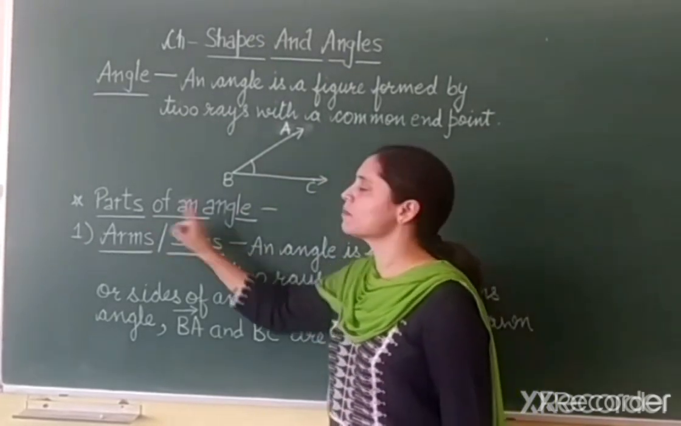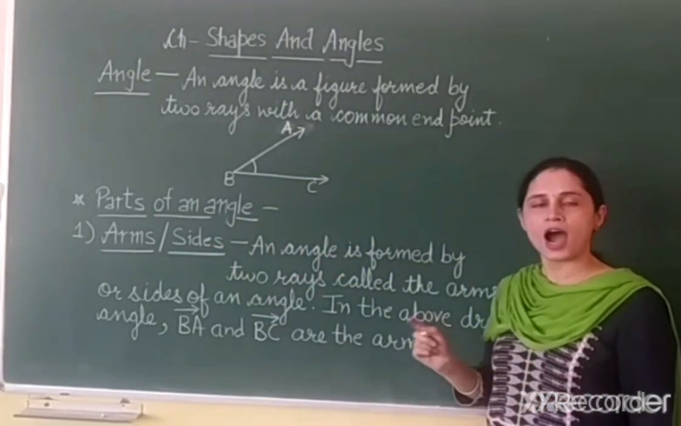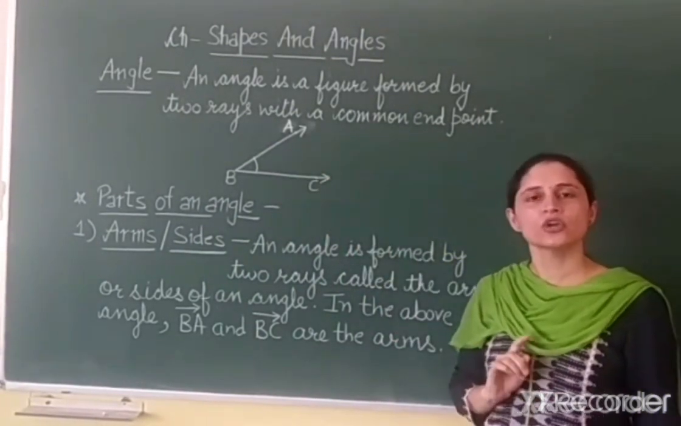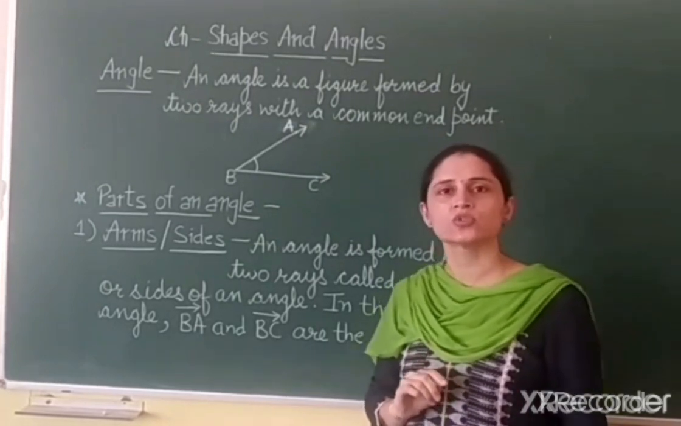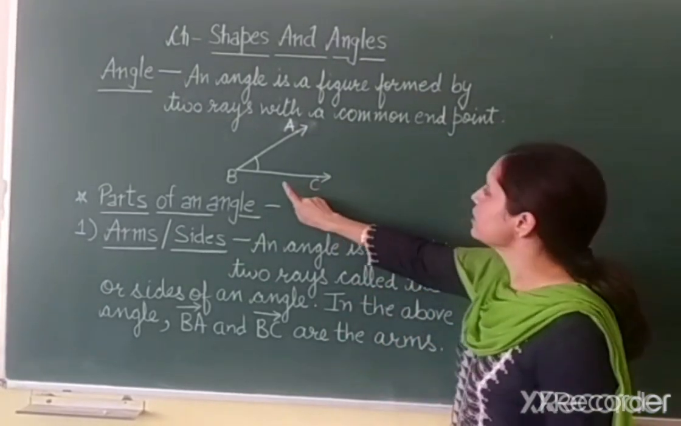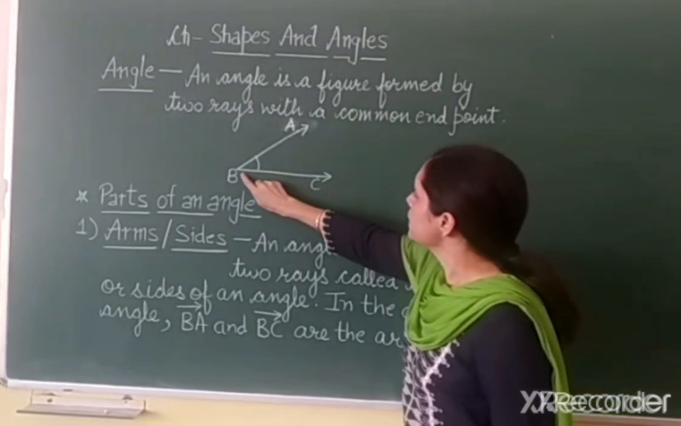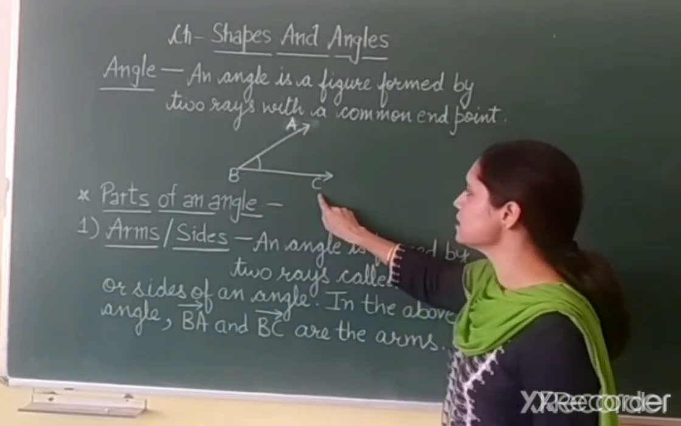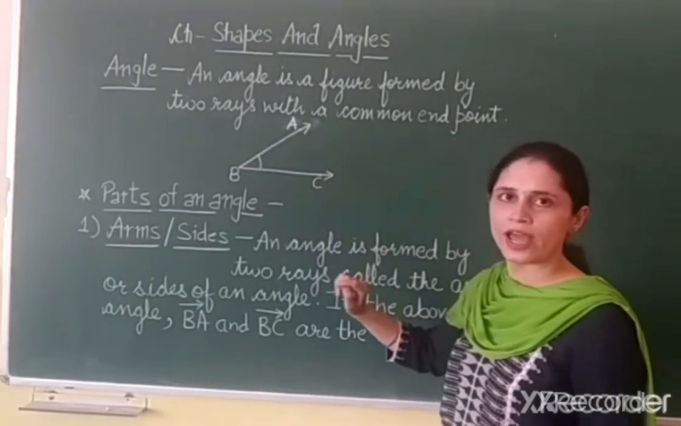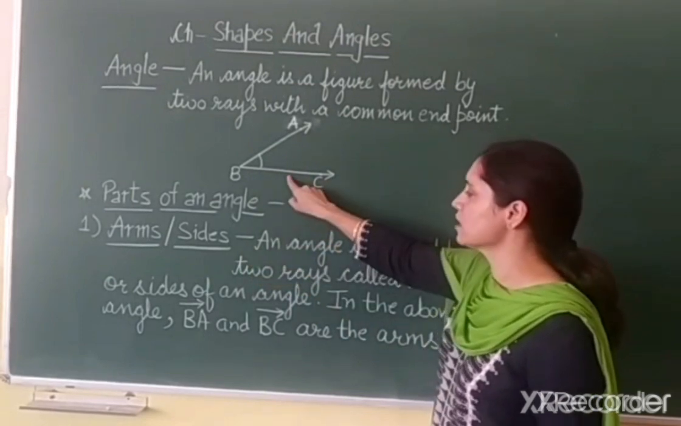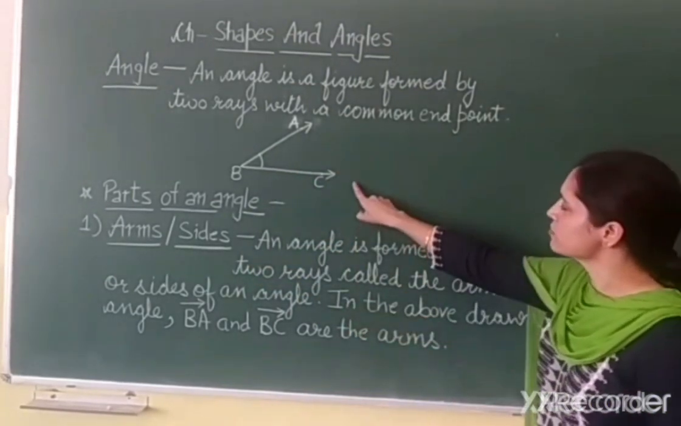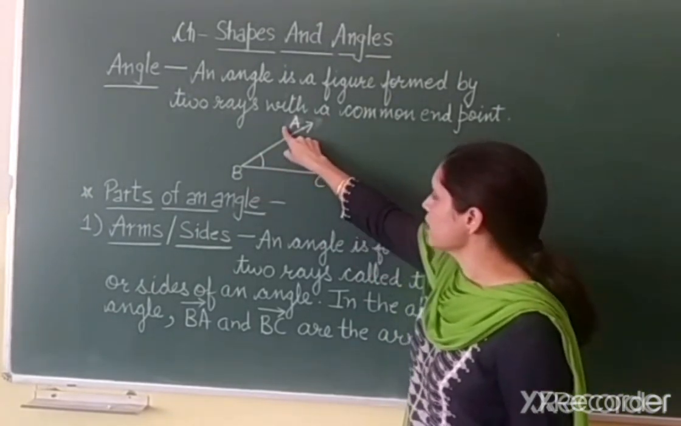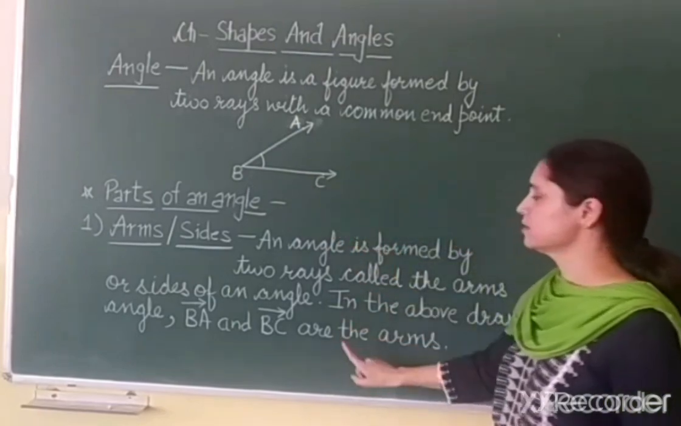Next, we will discuss parts of an angle: arms or sides. The rays of an angle are known as arms or sides of that angle. Now in this figure, you can see BA. This is one ray. Another ray is BC. So these two rays are known as arms or sides of this angle. Now in this figure, the arms or sides are ray BA and ray BC.